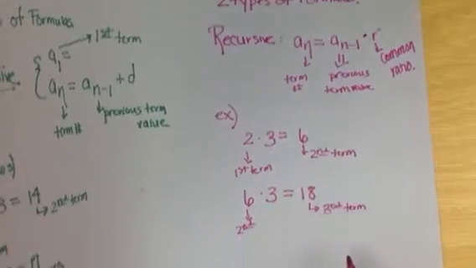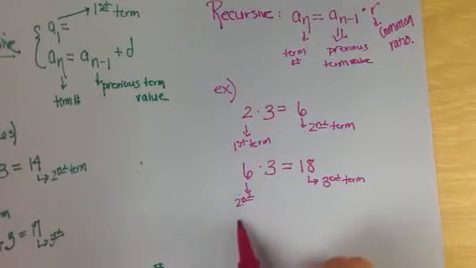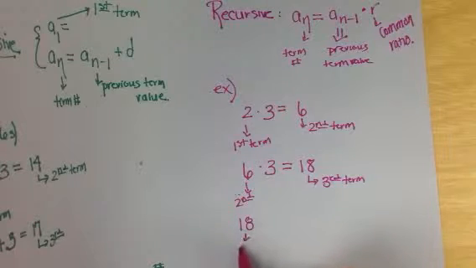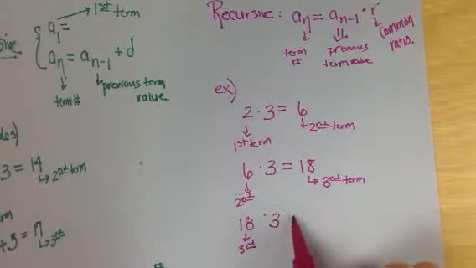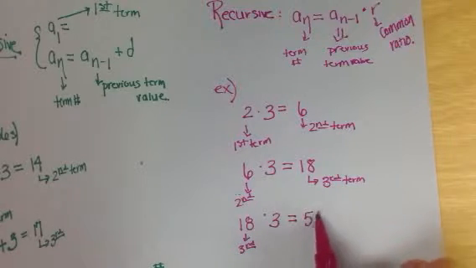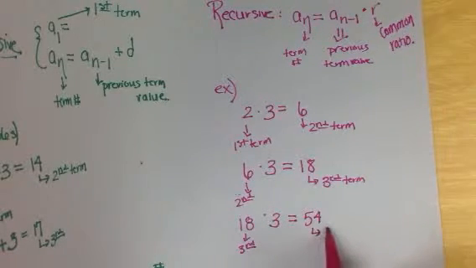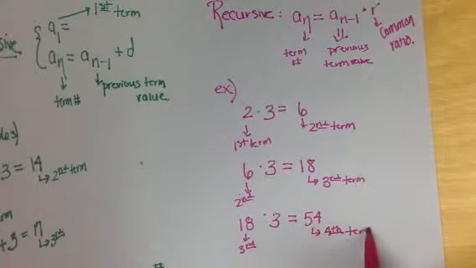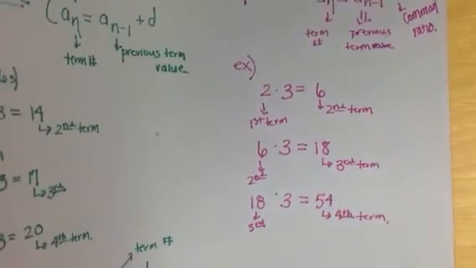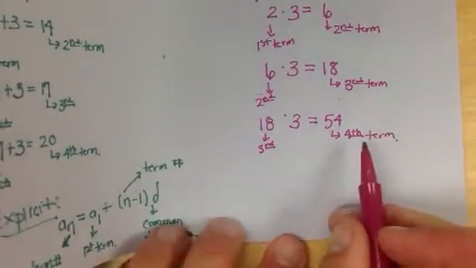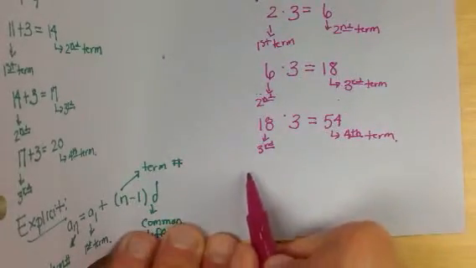So one more time, if I want to find the fourth term, I have to use my third term, which is 18, times it by the common ratio, and get 54, which would be my fourth term. That's your recursive. As well as recursive with geometric, your second formula that you have is your explicit.